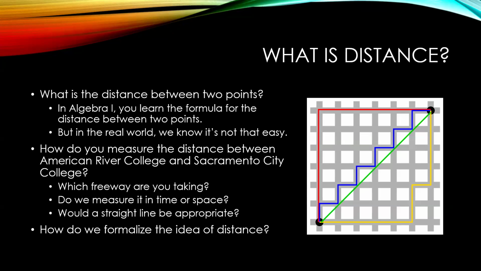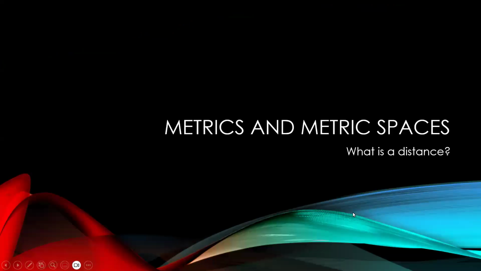Would it be a straight line? Would that be appropriate in this situation? And so, this idea of distance, we all understand what we are talking about when we say distance, but how do we formalize it? And so that's what the idea of metrics and metric spaces are all about. It's all a way to formalize this idea, this structure of what it means to be a distance.